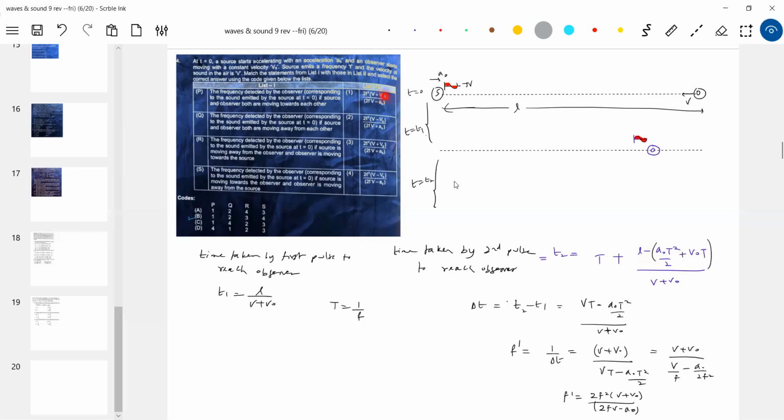Again you see that one. Source following observer. Okay, again the conditions will be the same. Source following observer, observer following source will be the same situation again. Only the sign will change. Yes, sir. Source and observer.